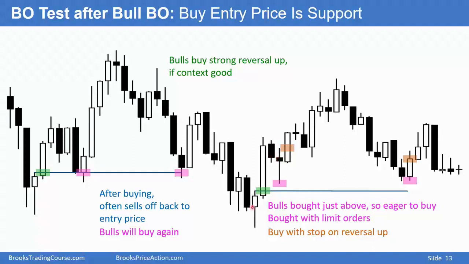Other bulls buy on a reversal up. You have a breakout and then a pullback testing the breakout level, and they'll buy on a reversal up there or above this bar or above a bull bar here.